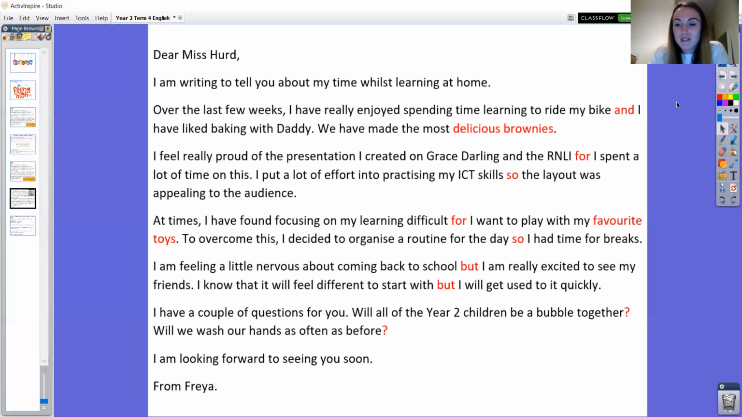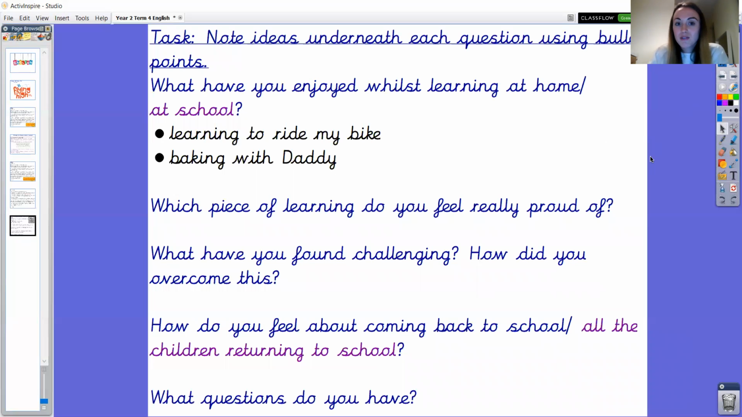So well done for all of your efforts so far, year 2. On the screen now, you can see your task for today. So your task is to note ideas underneath each question using bullet points. It's really important that you only note ideas rather than writing full sentences. Okay, that is the skill of noting. So by noting, you're only writing a group of words. As tomorrow, we're going to be progressing on to planning sentences, in particular compound sentences using coordinating conjunctions. So today you're just jotting down your ideas to start with.